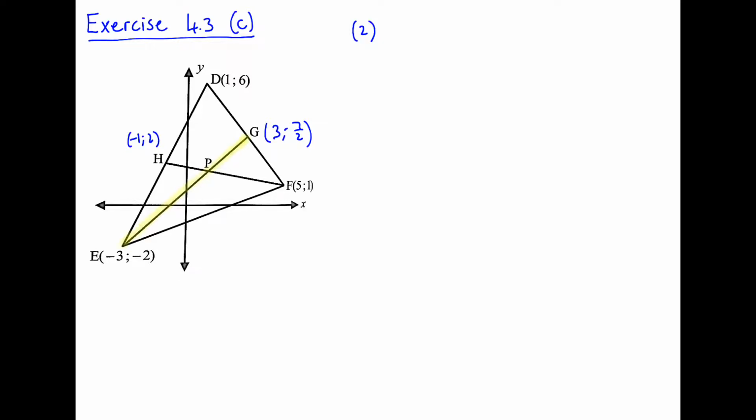All right, so let's start with line EG. And we already have two coordinates. The two coordinates are G, 3, 7 over 2, and E, negative 3, negative 2. All right, so let's first work out the gradient. So the gradient of EG will be equal to 7 over 2 minus negative 2 over 3 minus negative 3. Okay, so that becomes 7 over 2 plus 2 over 6. 3 minus negative 3 becomes 3 plus 3, which is 6. All right, and then this fraction simplifies to 11 over 12. Okay, so that's our gradient.